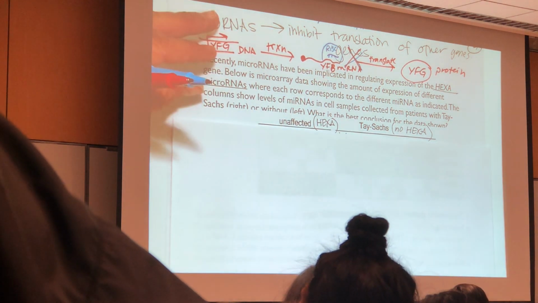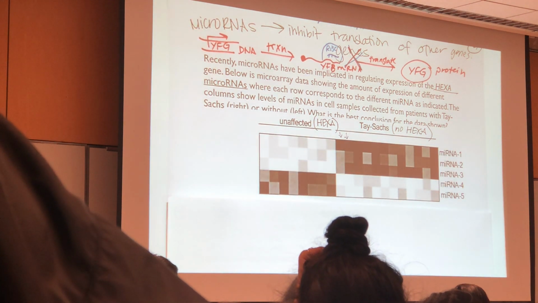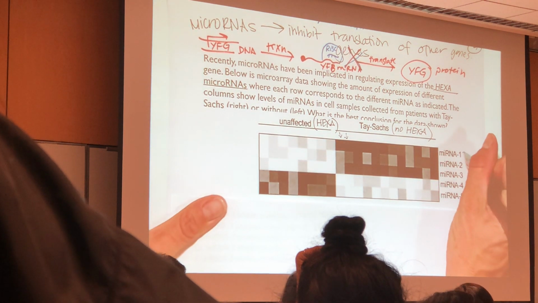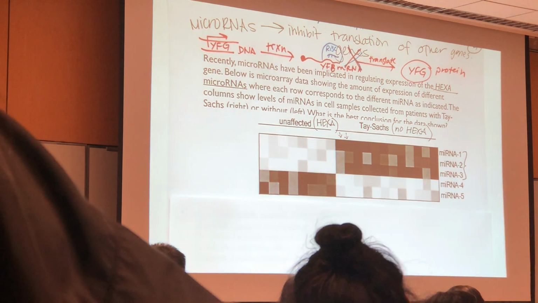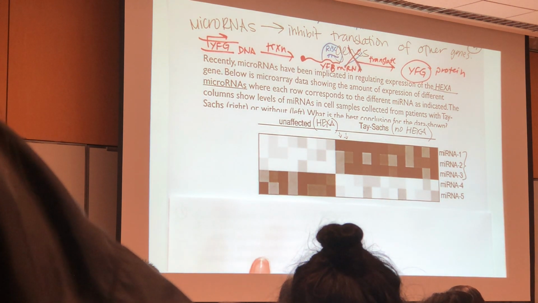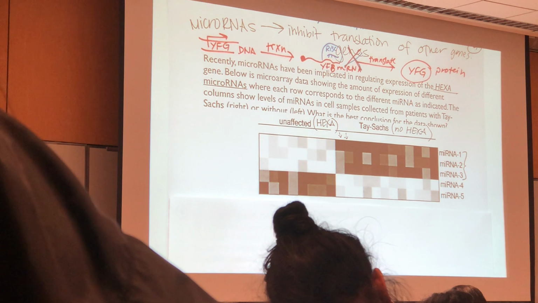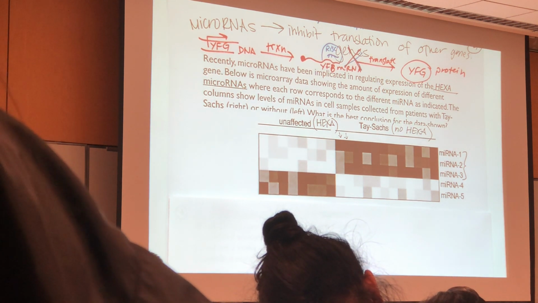So which microRNAs do we see in high levels? 1, 2, and 3 are all potential microRNAs for regulating hexa based on the data. Please stop me if there are any questions about this.